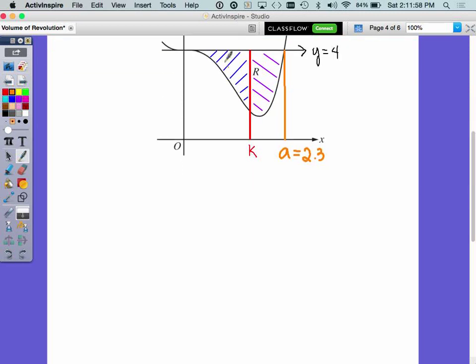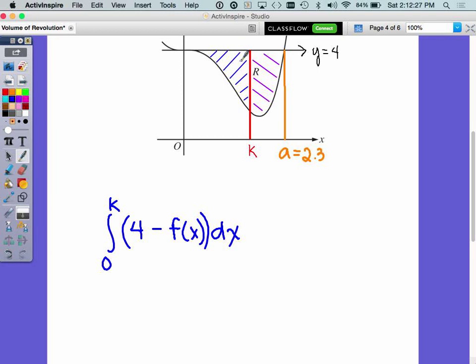The area of this blue shaded region is going to be the integral from left to right, which in this case would be from 0 over to k, of the top function minus the bottom function. The top function is 4, the bottom function is f of x. We're slicing vertically, so this is with respect to x. And this expression that we just wrote down would give us this area.